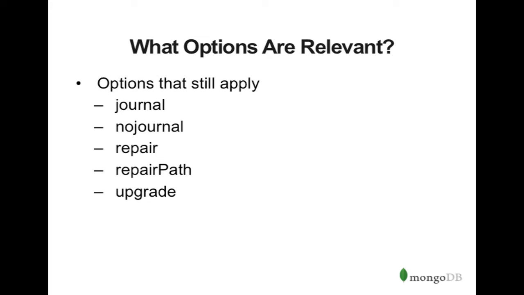From a developer and admin perspective, what does this mean for options or custom configurations I've been running so far? What's changed? For the most part, most of the previous options should still work. Journal, no journal, upgrade, repair, all of these still apply. Some options, however, are either no longer relevant or only relevant to MMAPv1.